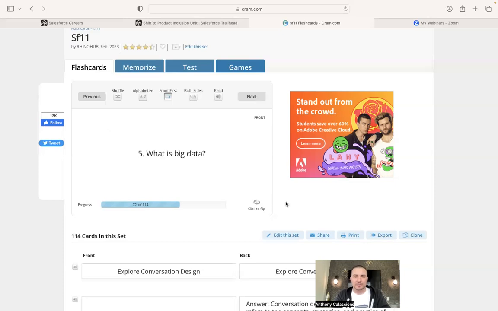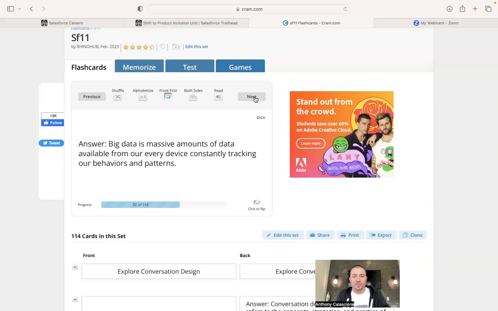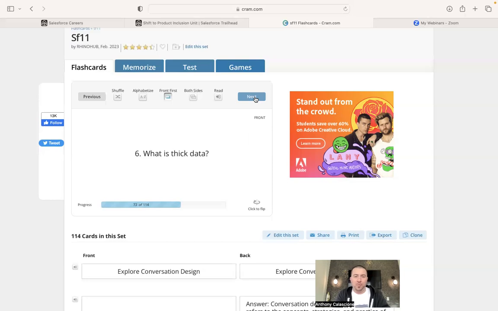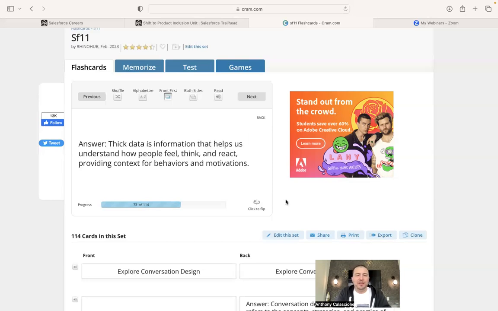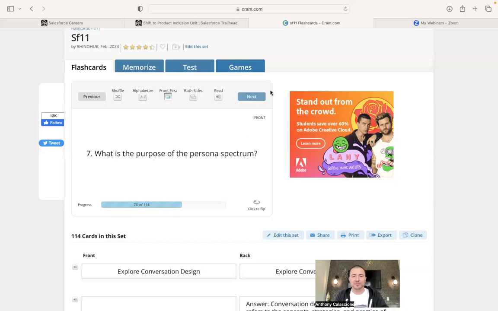What is big data? Big data is massive amounts of data available from every device constantly tracking our behaviors and patterns. What is thick data? Thick data is information that helps us understand how people feel, think, and react, providing context for behaviors and motivations.